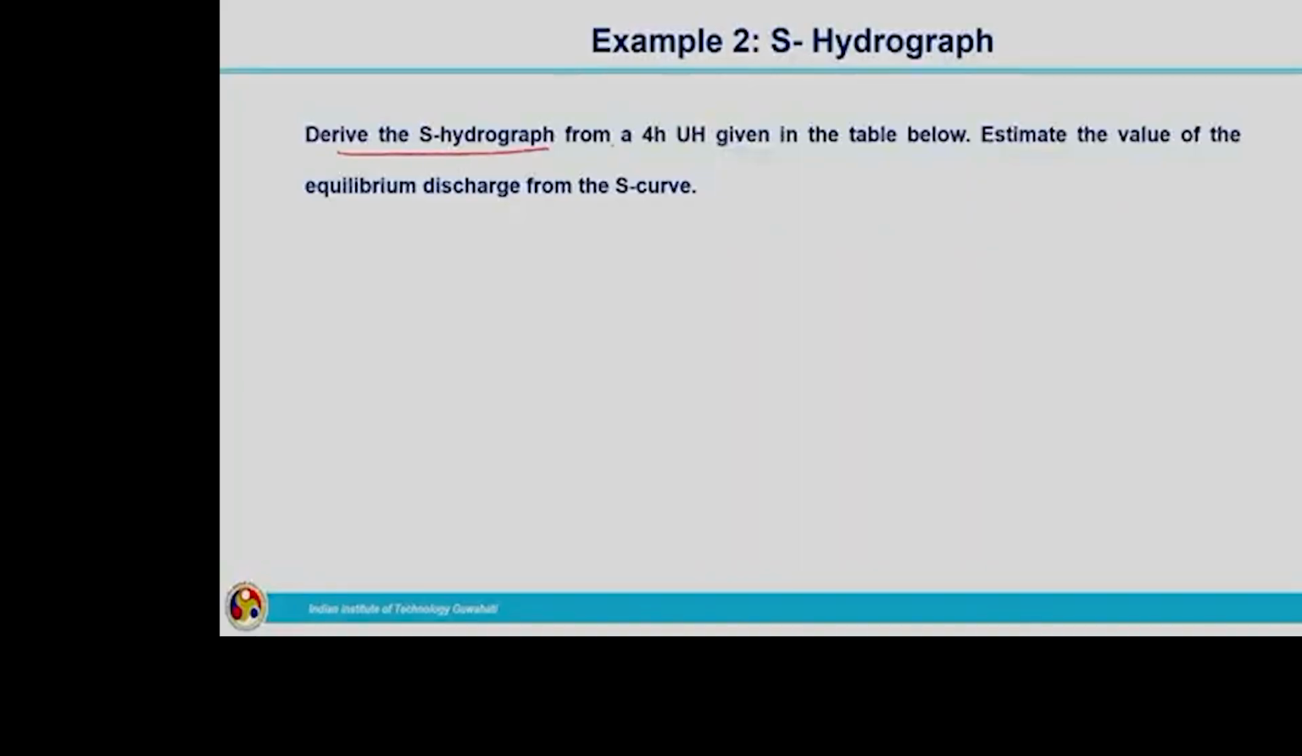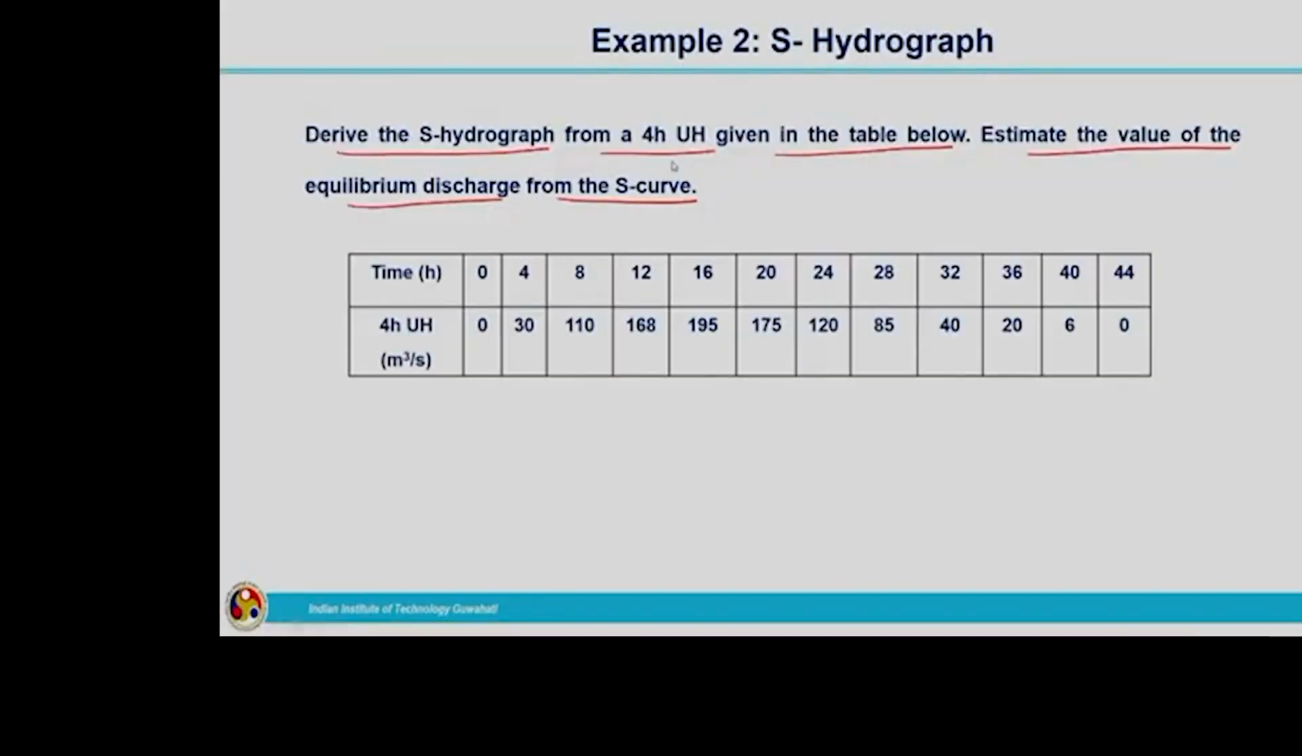Derive the S hydrograph from a 4-hour unit hydrograph given in the table below. Estimate the value of the equilibrium discharge from the S curve. Here what we have to derive? We have to derive a S hydrograph from a 4-hour unit hydrograph.